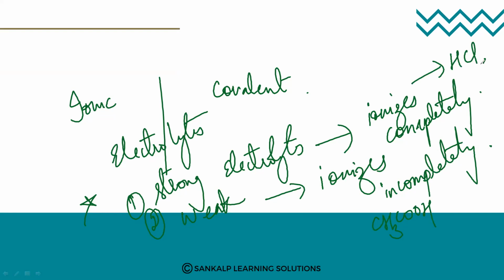So we have studied electrolytes, non-electrolytes, and the types of electrolytes, strong and weak. Strong electrolytes are substances which ionize completely in aqueous solution at moderate concentration. Weak electrolytes are the electrolytes which ionize incompletely in aqueous solution at moderate concentration. So this is about the electrolytes. Then we need to discuss a few more points.